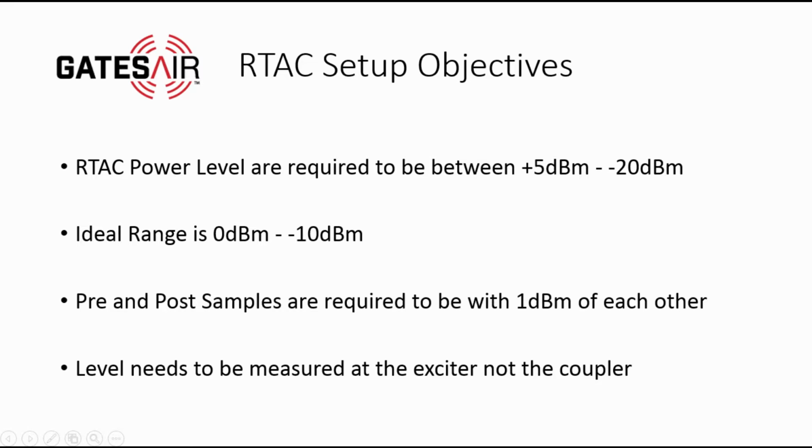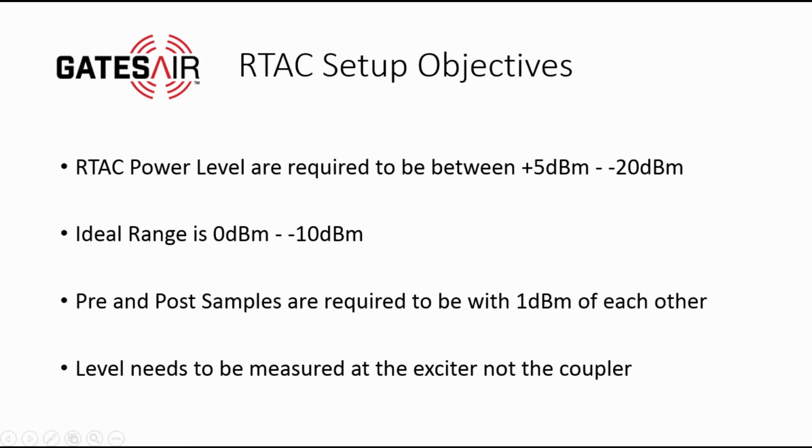RTAC sample levels are required to be between plus 5 dBm and minus 20 dBm. Ideally, they should be between 0 and minus 10. Once aligned, the pre- and post-filter samples should be within 1 dB of each other. Finally, our samples need to be measured at the input to the exciter to compensate for any line loss within the RF cabling.